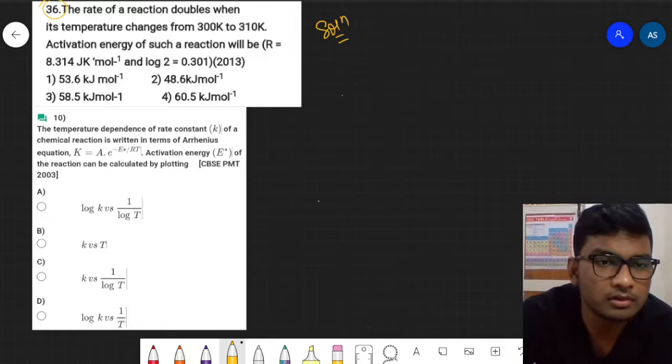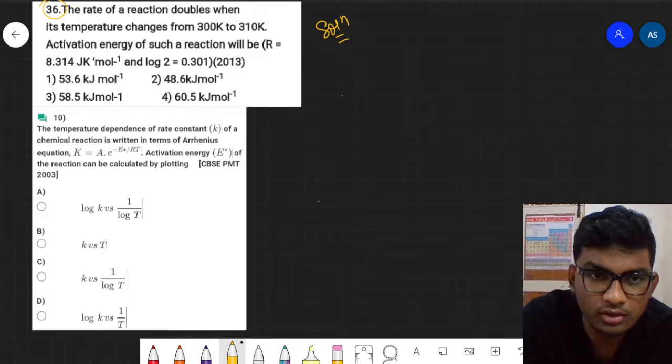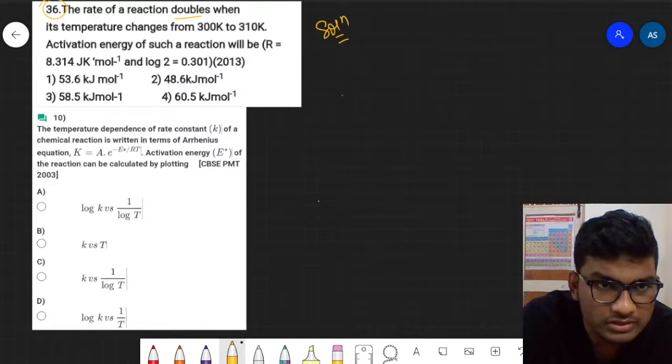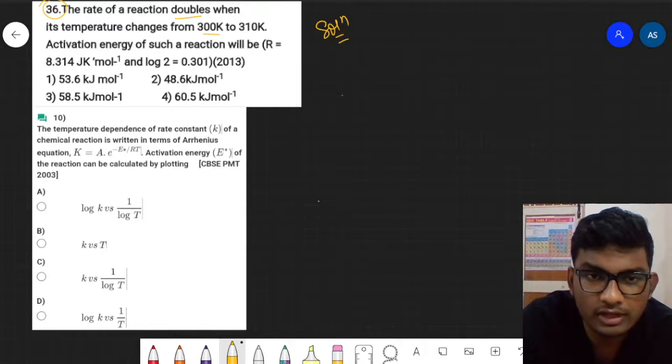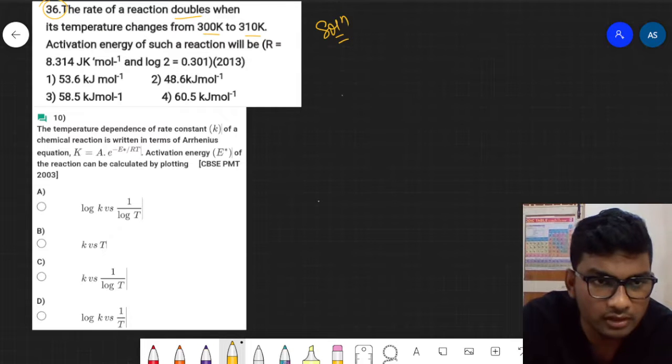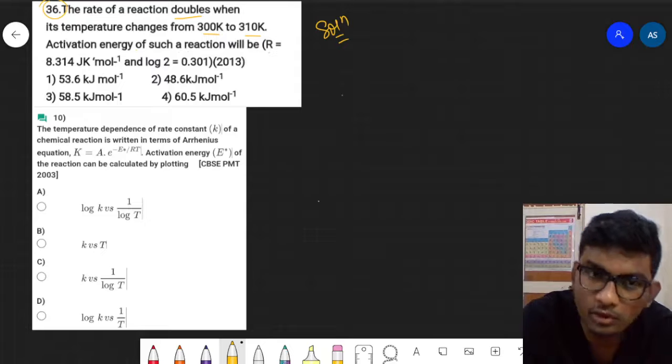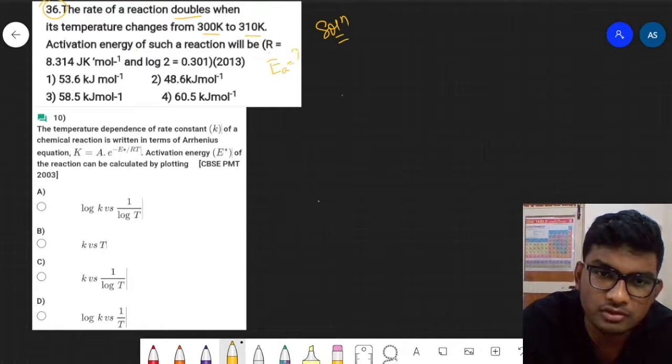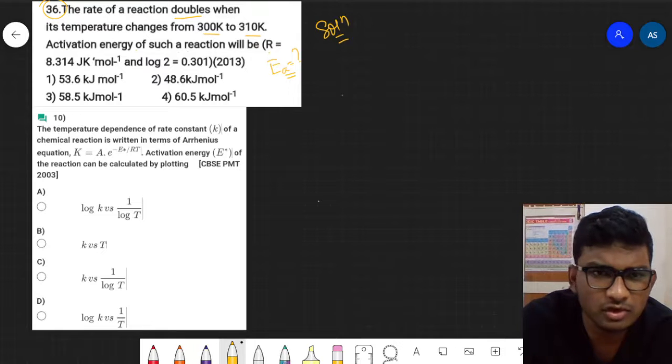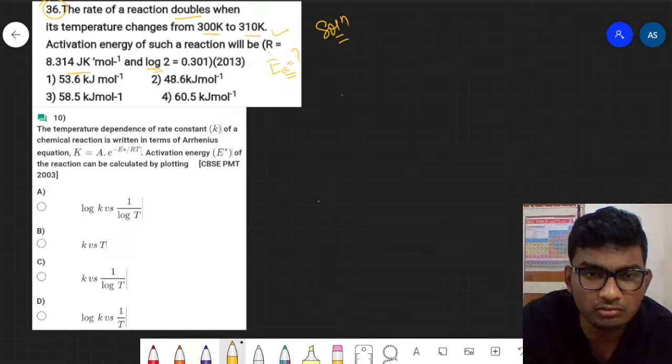The question is: the rate of a reaction doubles when its temperature changes from 300 Kelvin to 310 Kelvin. The activation energy of such a reaction will be how much? It is asking what the activation energy of this reaction is. It has given some conditions, and it has also given some values, the gas constant and the value of log 2.